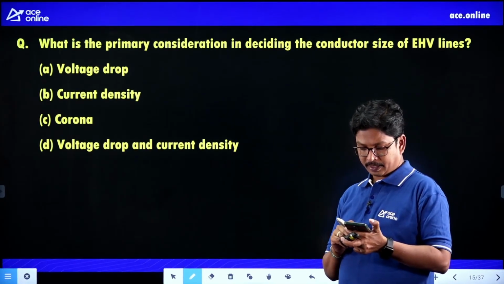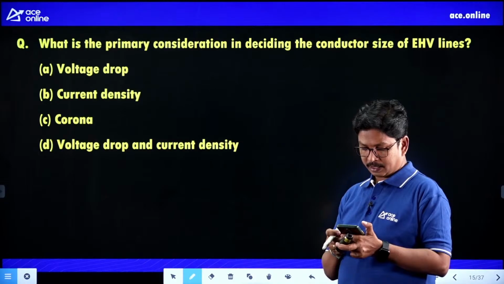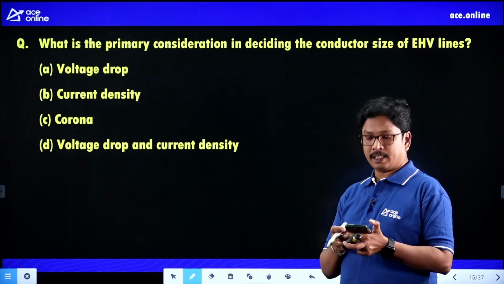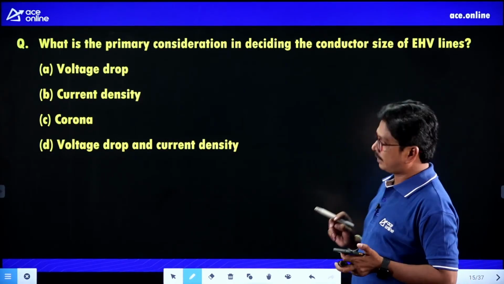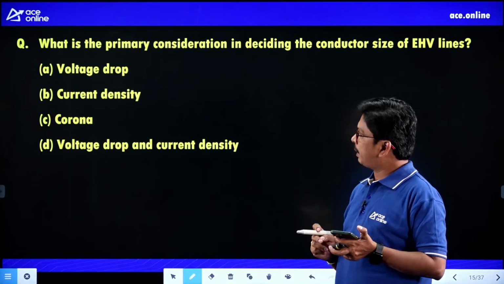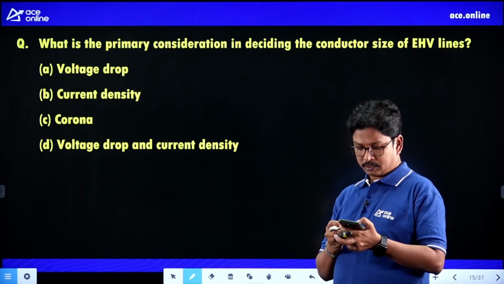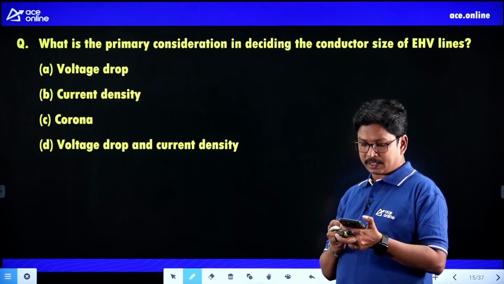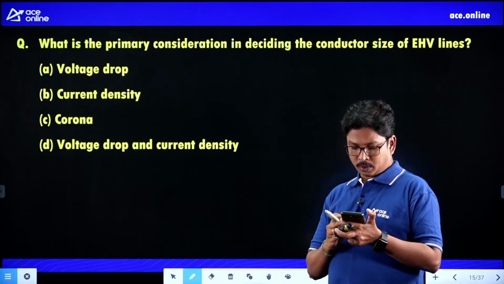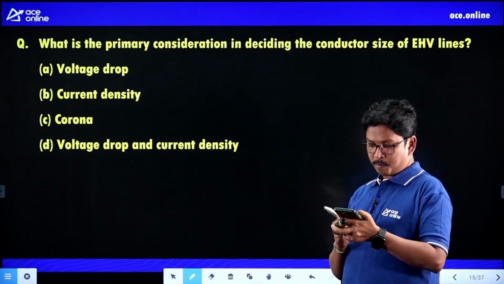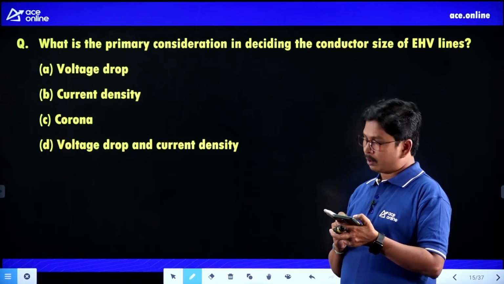Any other? Right. Any other answers? What is the primary consideration in deciding the conductor size of EHV lines? Option B, everybody is giving option B. Very good. Wife knife, it is given option A. Ramgiri is given option A. Very good. Right? Durga Prasad, you are given option C. Corona. So Vasavi B, Renuka C.